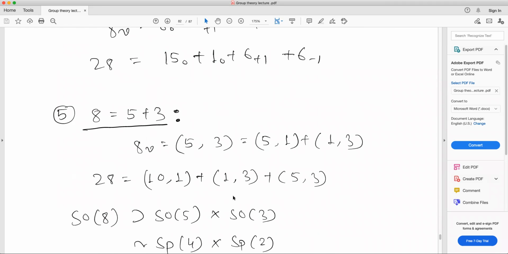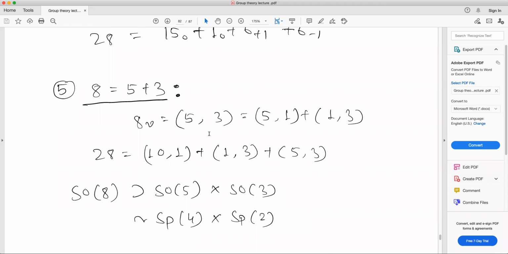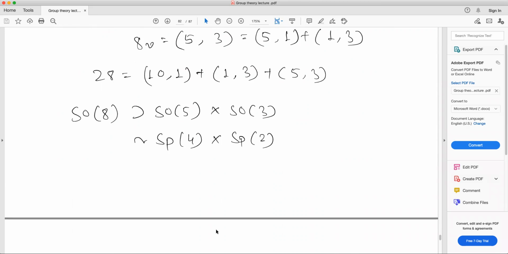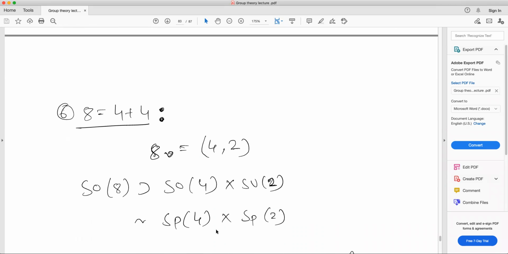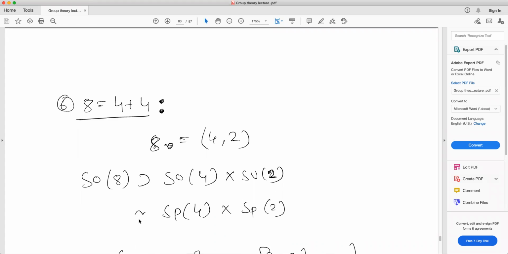Another way of looking at 8 is 5 plus 3, which you can realize as a 5, 1 and 1, 3. And then 20 would be 10, 1, 1, 3, and 5, 3. So SO8, you can think of like SO5 cross SO3 or SP4 times SP2. Similarly, 8 could be written as a 4 plus 4, or it can be written as a 4, 2, right? So primarily, it can be thought of like SO4 cross SU2 or SP4 cross SP2.